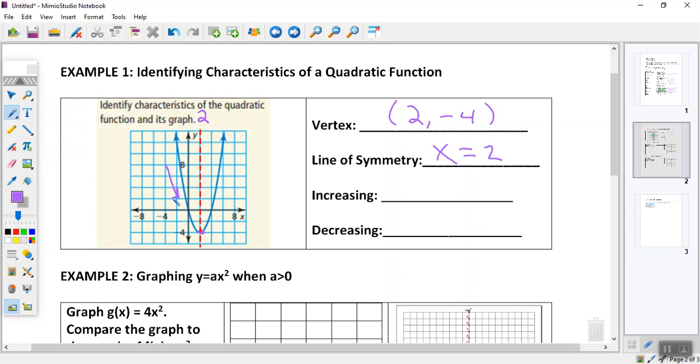And what's it doing once I get past the vertex? It starts to increase. So I'm going to say my graph is increasing. Is my graph increasing right of 2 or left of 2? So I'm going to say my graph is increasing for x values greater than 2. Where is it decreasing at, kids? So how would I express that? It's decreasing over here for x values that are left of 2 or less than 2.